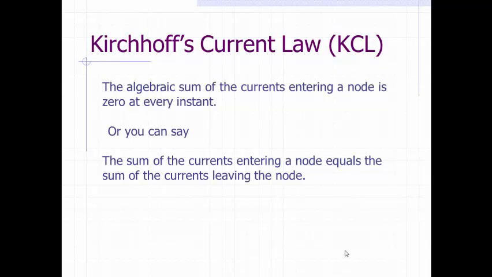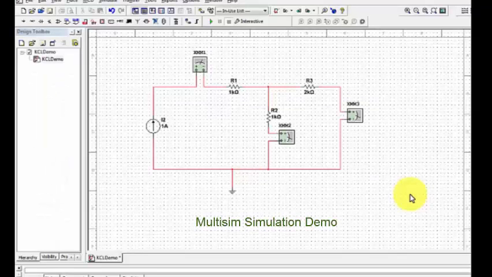Now let's look at Kirchhoff's current law. Kirchhoff's current law is defined as the algebraic sum of the currents entering a node is 0 at every instant. Or you can say the sum of the currents entering a node equals the sum of the currents leaving the node. Now we use this video to demo Kirchhoff's current law.